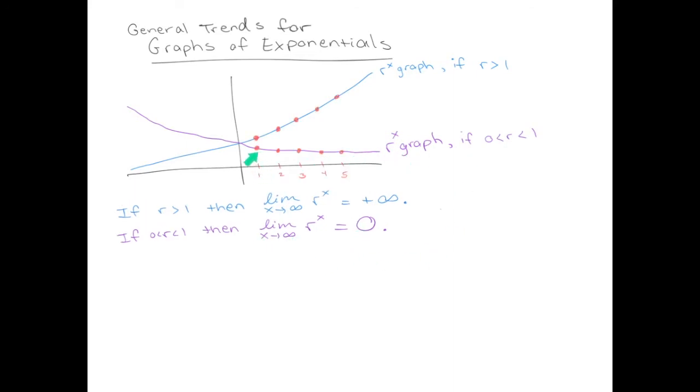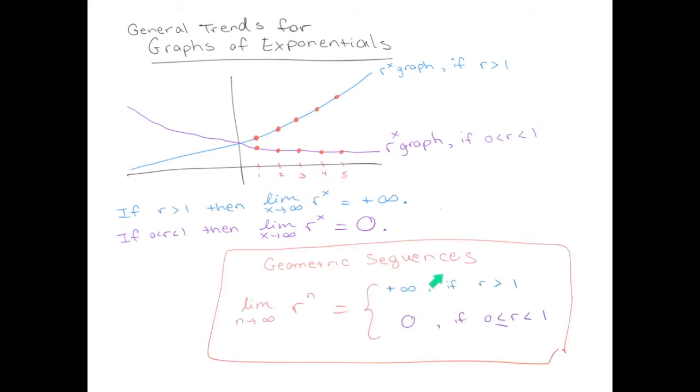Now, remember, in this video we're talking about sequences, which are like a collection of discrete dots at n equals 1, n equals 2, n equals 3, etc. These are called geometric sequences. They're of the format r not to the x, but to the n, where n is an integer. And as you can see, based on these graphs, r to the n goes to infinity if r is greater than 1, and it goes to 0 if r is less than 1.